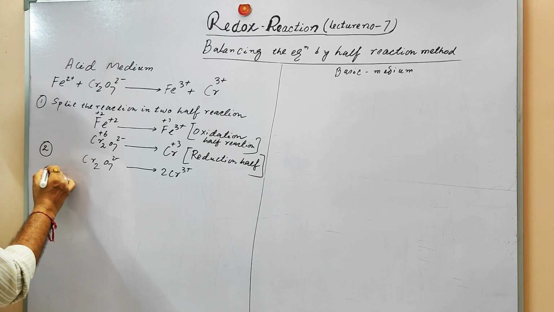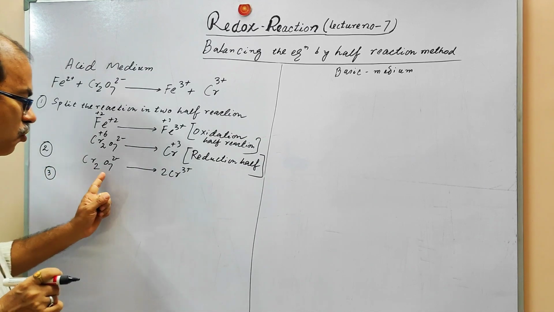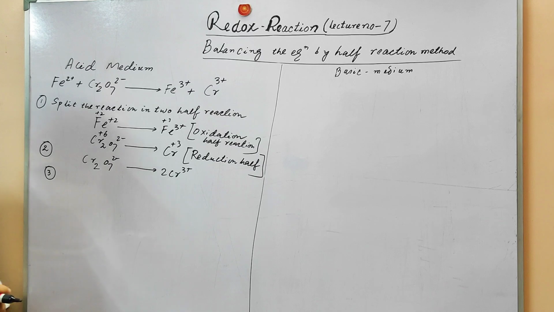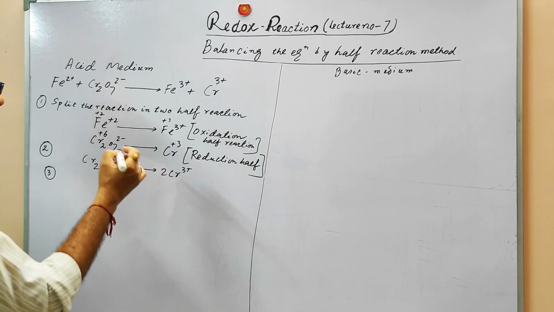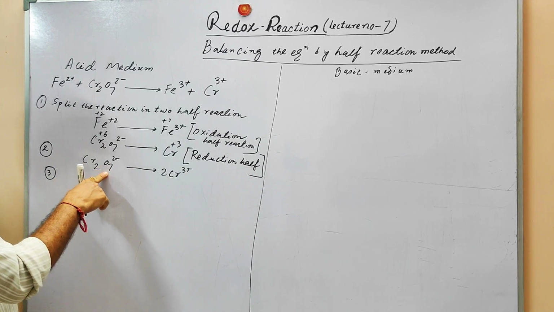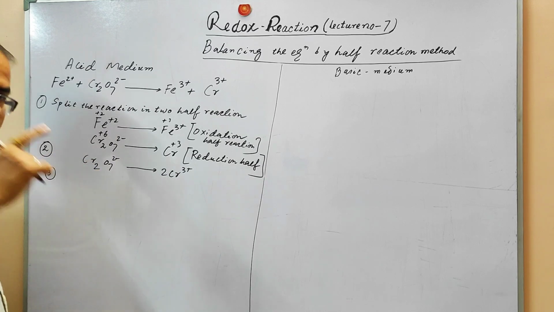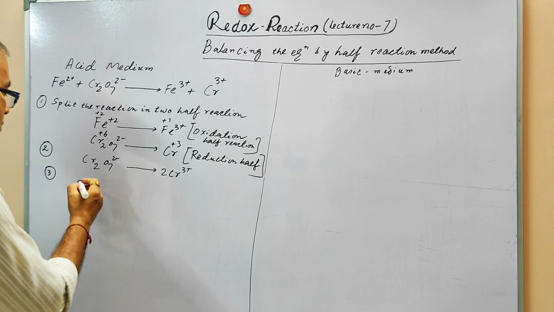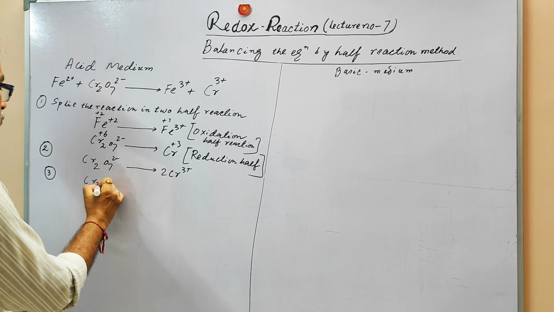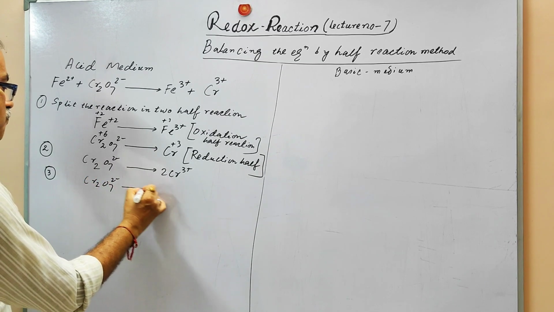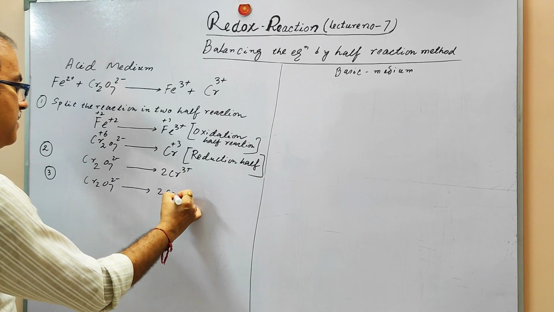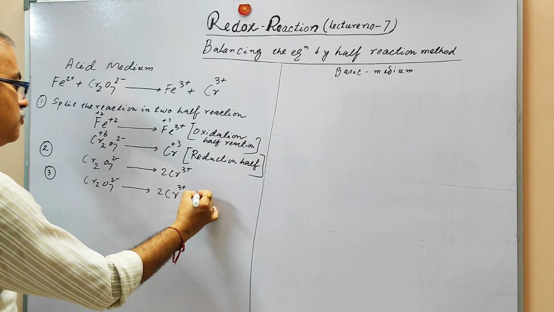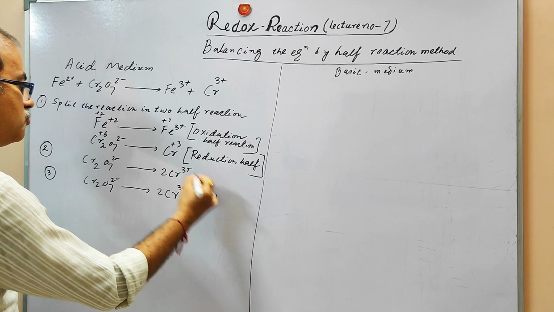The next step is to balance the oxygen atoms by putting the appropriate number of H2O molecules. How many H2O molecules do you require? You see there are 7 oxygen atoms, and one H2O molecule has 1 oxygen atom. So to balance it, we have to put 7 H2O molecules. So oxygen is balanced here.